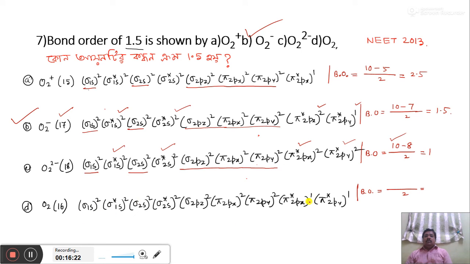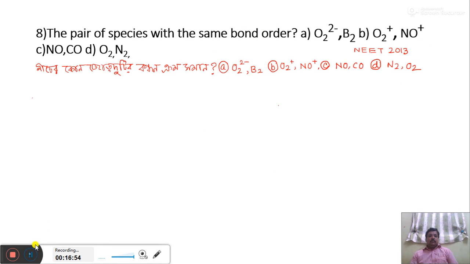In case of O2, its electronic configuration is sigma 1s2, sigma star 1s2, sigma 2s2, sigma star 2s2, sigma 2pz2, pi 2px2, pi 2py2, pi star 2px1, pi star 2py1. It contains 10 electrons present in BMO and 6 electrons present in ABMO, so its bond order is 2. So the actual answer here is O2 minus, which has bond order value 1.5.